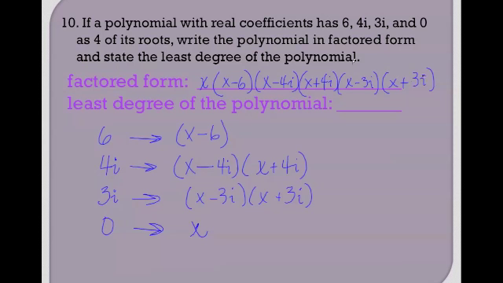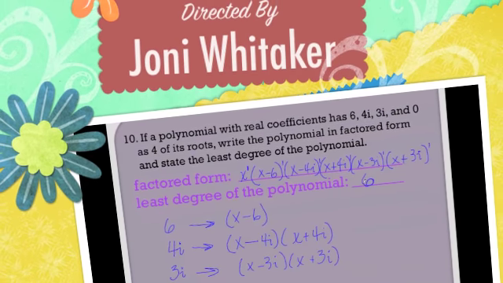Now, to get my least degree of the polynomial, you look at the multiplicity, and the multiplicity for each one of these factors is 1, and so I just count 1, 2, 3, 4, 5, 6. So it would be 6.